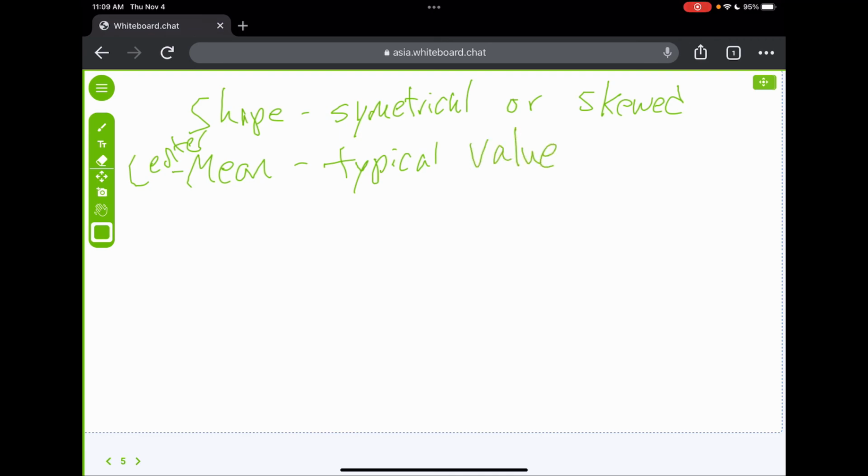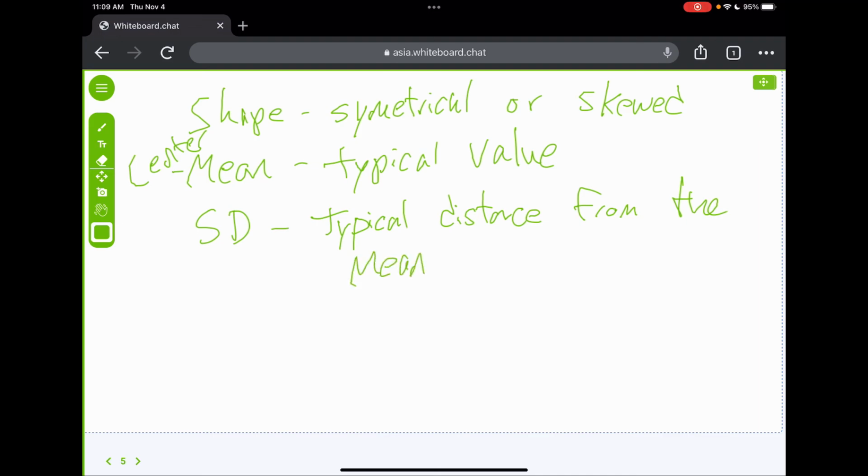Okay? Now, standard deviation, I'm going to call it SD, is the typical distance from the mean. So we've picked our mean. We found our mean. Now, not every one of the data values is the mean. So how far away from the mean are the majority or the typical values? It's kind of like we're deciding where the center is, and we're going to base everything off of the mean or the center.